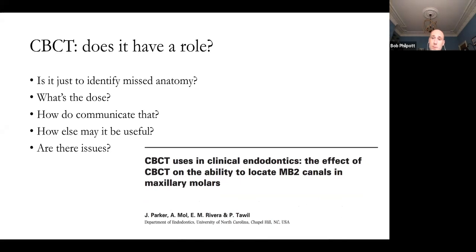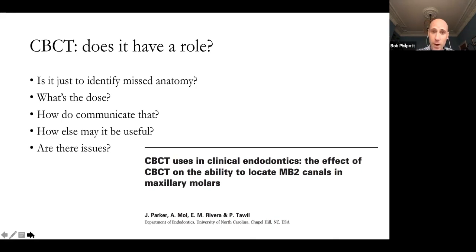But they found 70% of the canals on initial access, and actually of the remaining MB2 canals where they took scans, now it was only 15 teeth, which is a tiny number, but they only found MB2s in 5 of those. So it was actually quite a small number. The cone beam CT didn't give an enormous amount of information in terms of finding it. And I would reiterate as well, it's not just about finding it. You've got to get in there and you've got to make sure it's not a dead end canal like Cullald and Peter said. And Stropko said that as well, John Stropko, who's quite a famous endodontist.